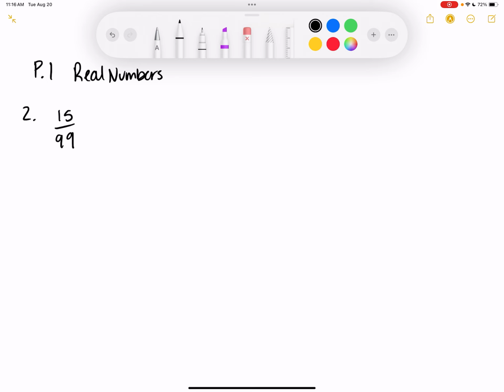Anybody know what that is? Might need a calculator to divide some of these, because I'm going to be real, I don't know that off the top of my head. I have a guess, but I don't know it off the top of my head. 15 over 99, let's see. 5 over 33. Point 151.